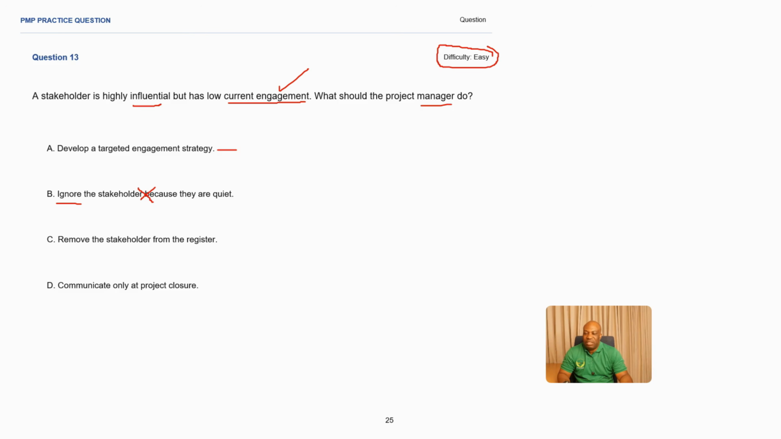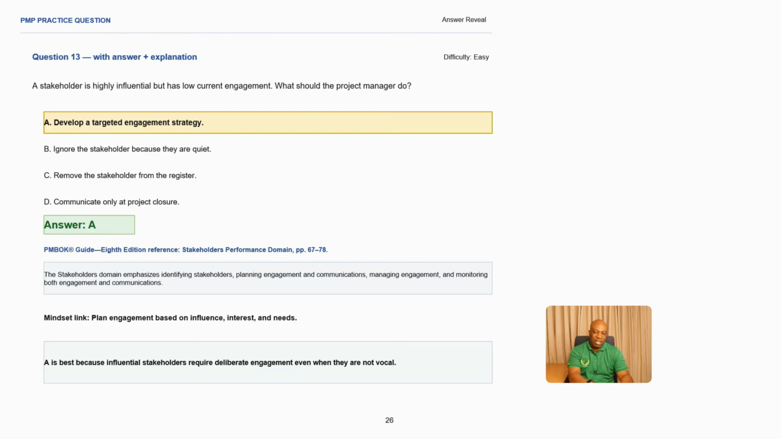Remove the stakeholder from the register. Removing the stakeholder from the register does not resolve the problem, and you should not remove stakeholders from the register. If they're no longer required, you just flag them as not required, but you don't remove them. So we eliminate this. Then D, communicate only at project closure. This cannot be done. Communication must be done throughout the project. So we eliminate this answer straight away, making A the best answer in this scenario.